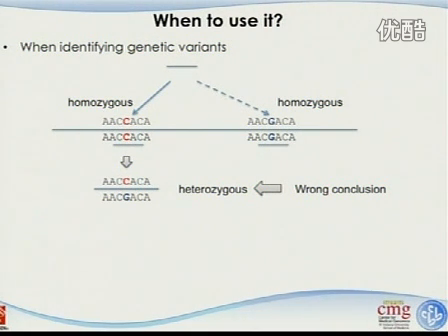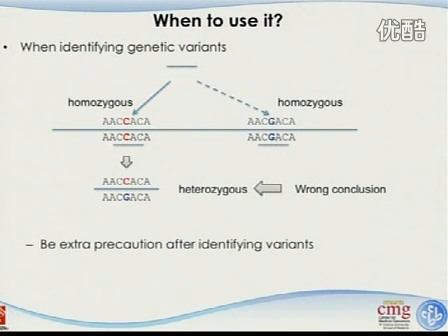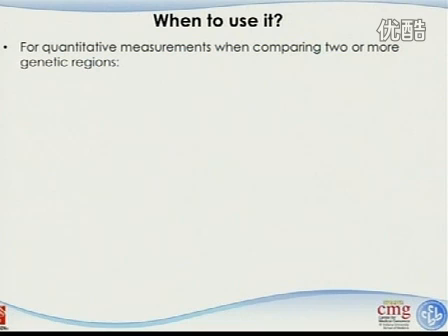Does that make sense? Okay, so this is something we really need to consider, taking extra precaution after identifying these variants, and also for quantitative measurements when comparing two or more genetic regions. So let me explain what that means.